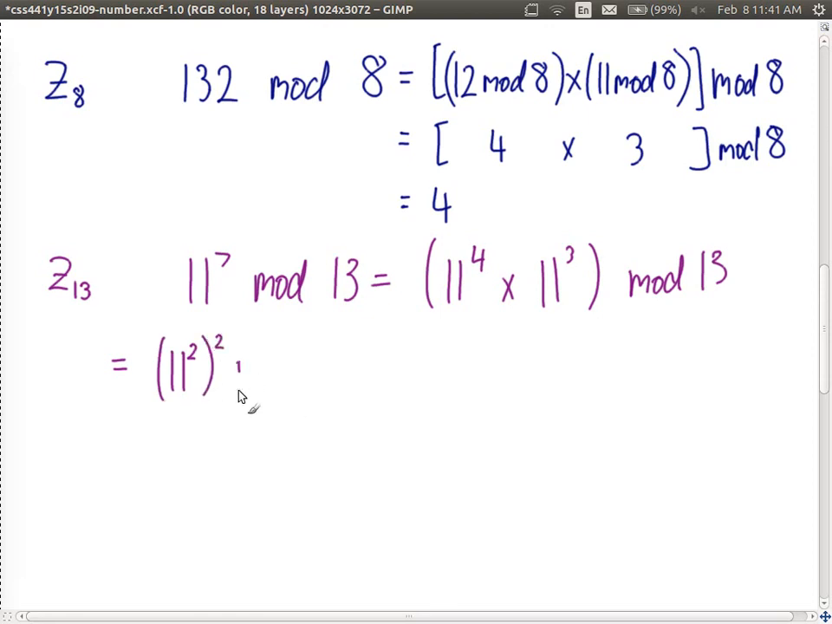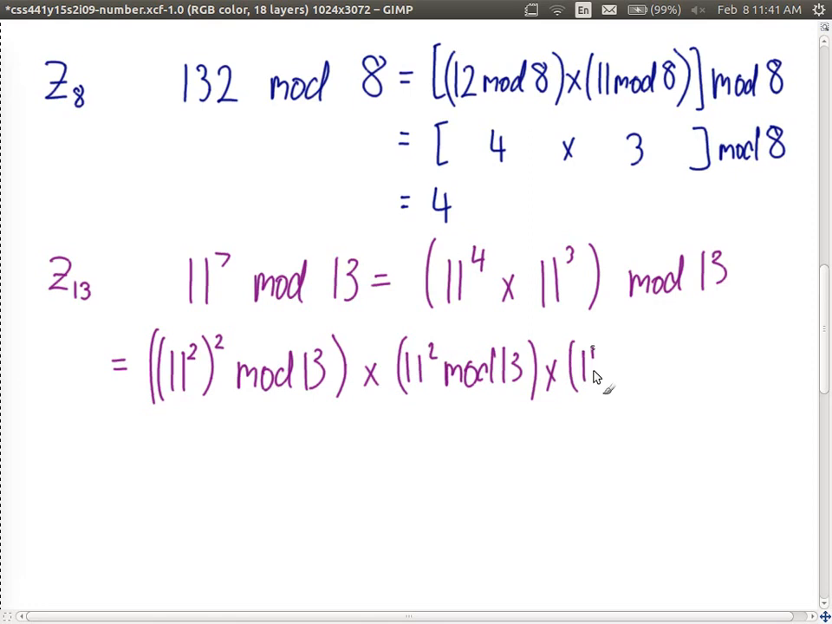mod 13, times 11 to the power of 3. I don't know that, but I know that's 11 squared mod 13 times 11 mod 13, 11 to the power of 1. And let's not forget a mod 13 at the end.